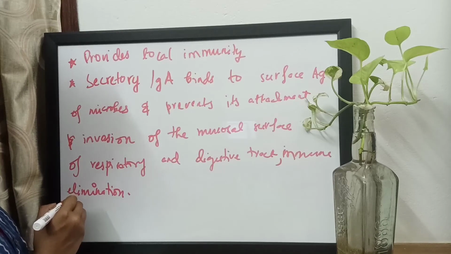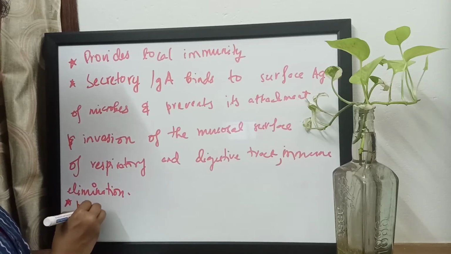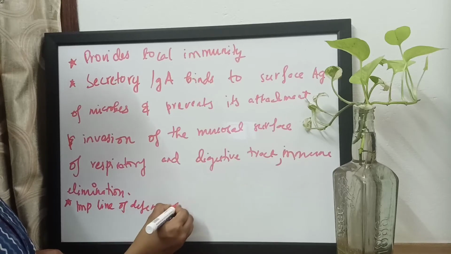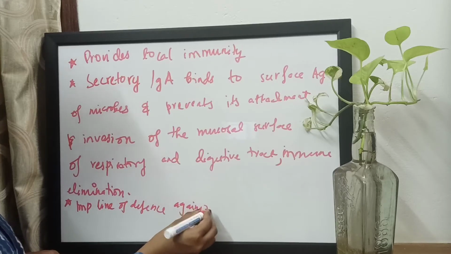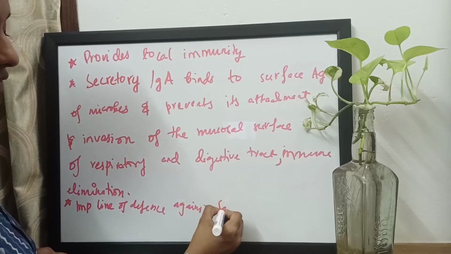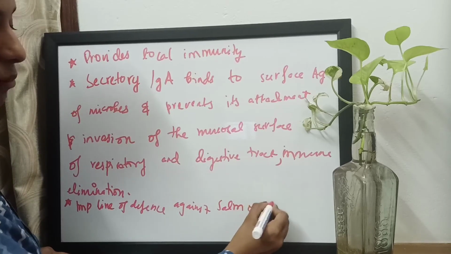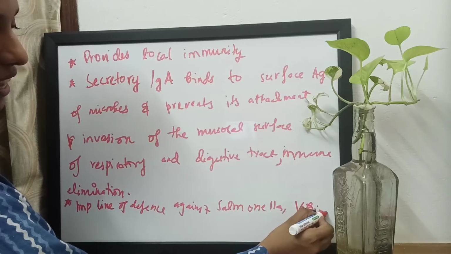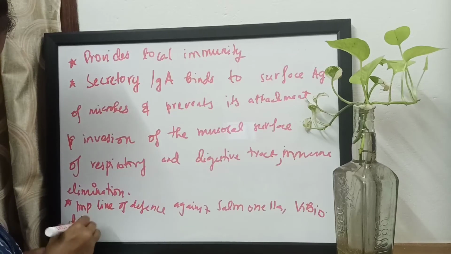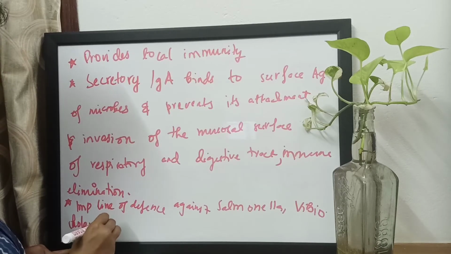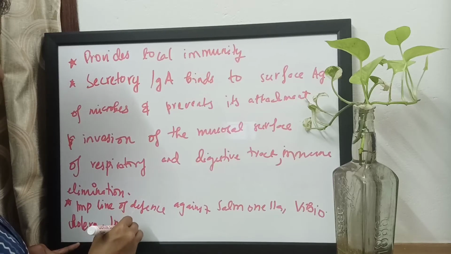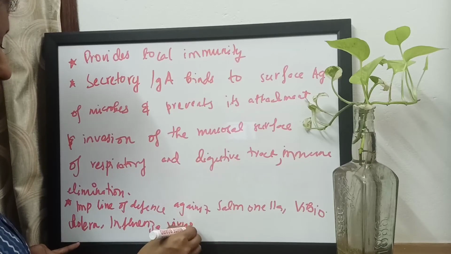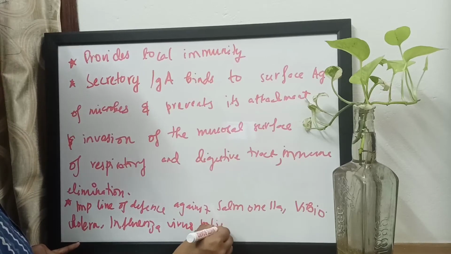secretory IgA provides an important, very important line of defense against a few microbes like Salmonella, Vibrio cholera, then influenza virus, and also poliovirus.